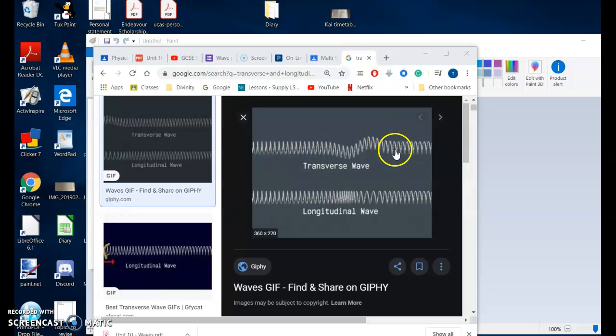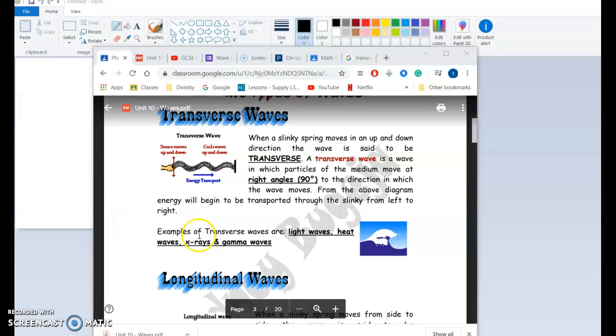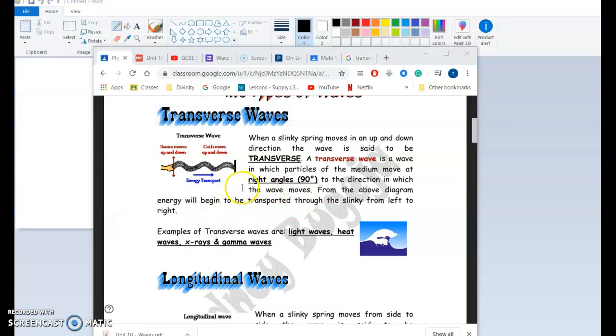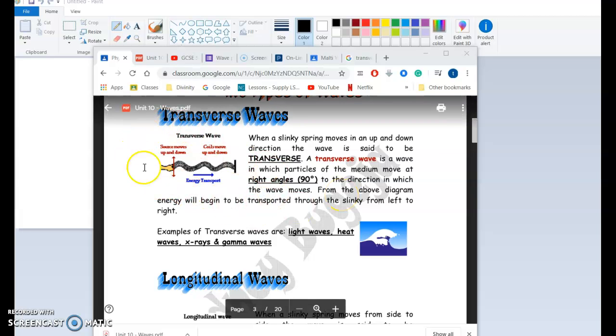This is a transverse wave. You're seeing how it's moving up and down, up and down. So the wave is moving at right angles to the direction in which the wave moves. So for example, from this diagram, energy will begin to be transported through the slinky from the left to the right. So the energy transportation is moving from the left side to the right side, from here to here.